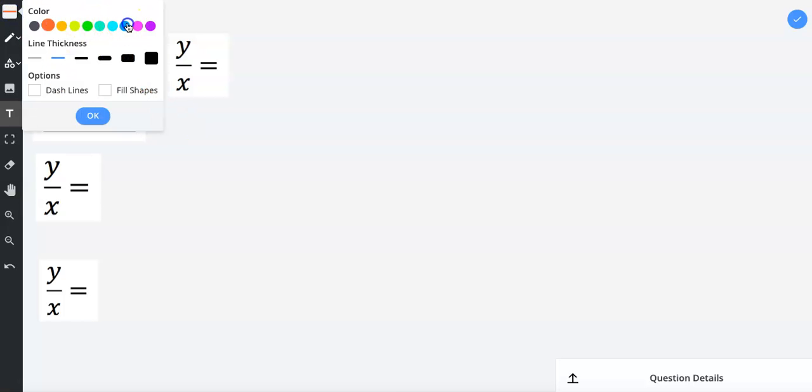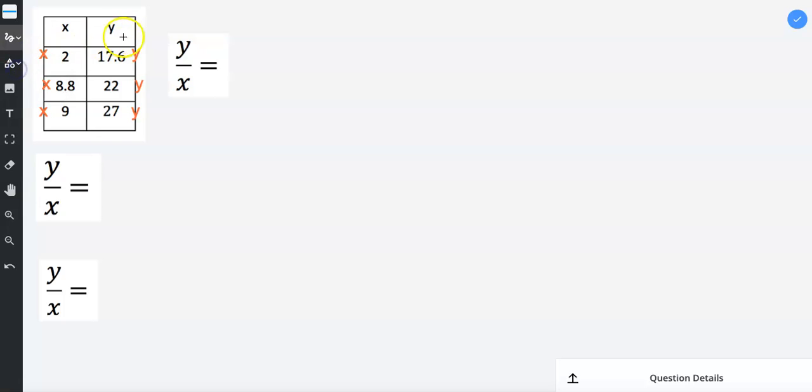And I'll grab another color, use my scribble tool, and I'm going to find the unit rate using this first point. So this is the unit rate formula, K equals Y over X. I'm going to find Y first. Y is 17.6, so that goes in the numerator. Then X is 2. This is the most important part, setting this up properly. This is where I see the most mistakes, so I'm just going to double check my work. So Y was 17.6, good. X is 2, X is 2. Okay, I feel confident that I set that up right.